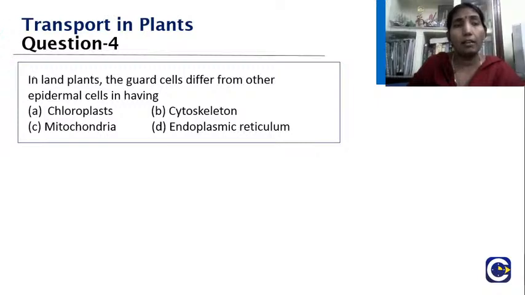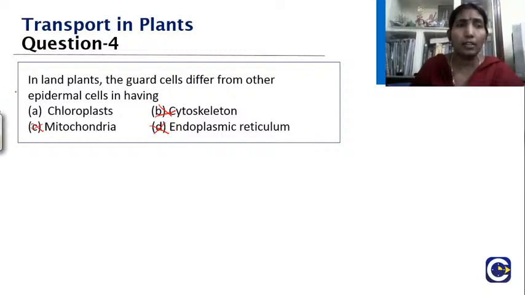Now coming to land plants, that is our terrestrial plants, the guard cells differ from other epidermal cells in having chloroplast, cytoskeleton, mitochondria and endoplasmic reticulum. Now you should see how they are different. The cytoskeleton is characteristic of all living cells, even in bacteria we do see it, so this we will not take into consideration. But what about mitochondria and endoplasmic reticulum? Even these are there in all eukaryote cells.